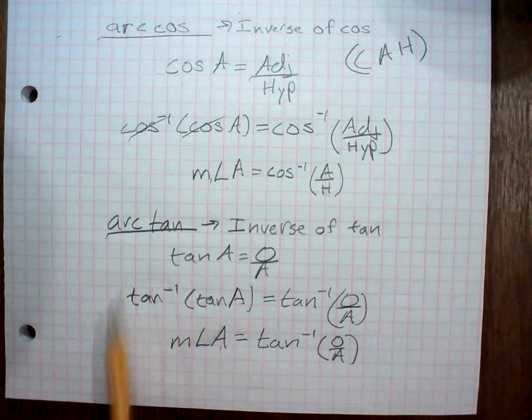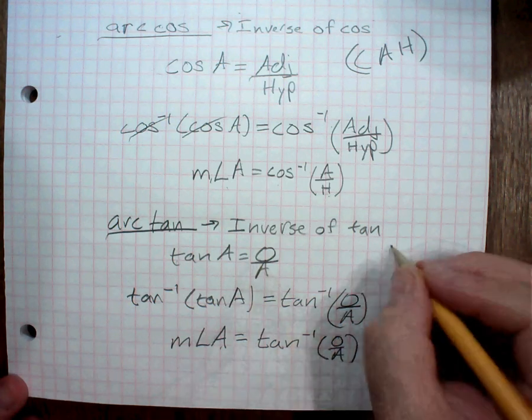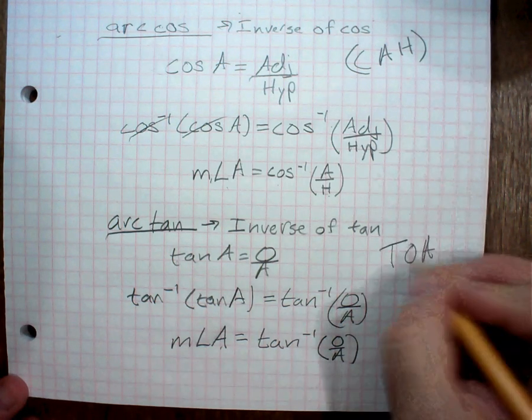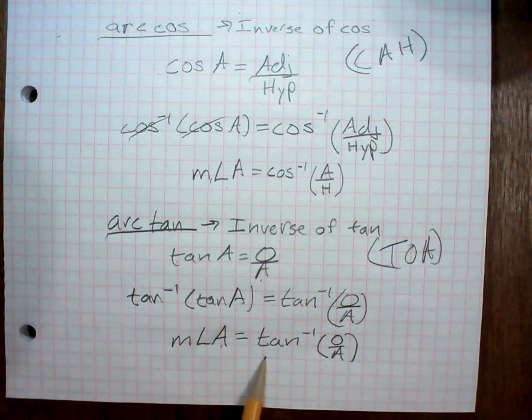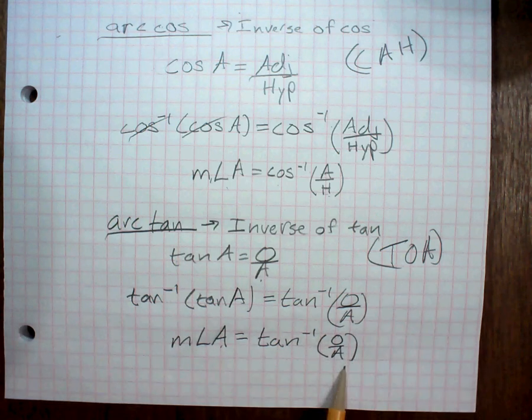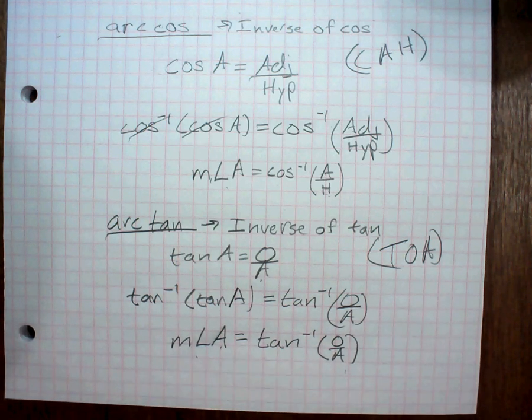Arctan, the exact same thing. Tangent is the opposite over the adjacent. That's the TOA. If I take the arctan, or tan inverse, of the opposite over the adjacent, that will also give me the measure of angle A.